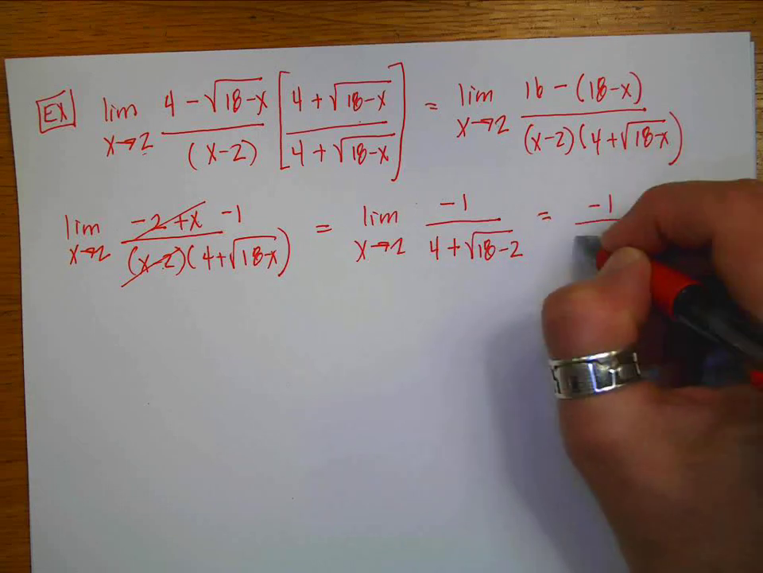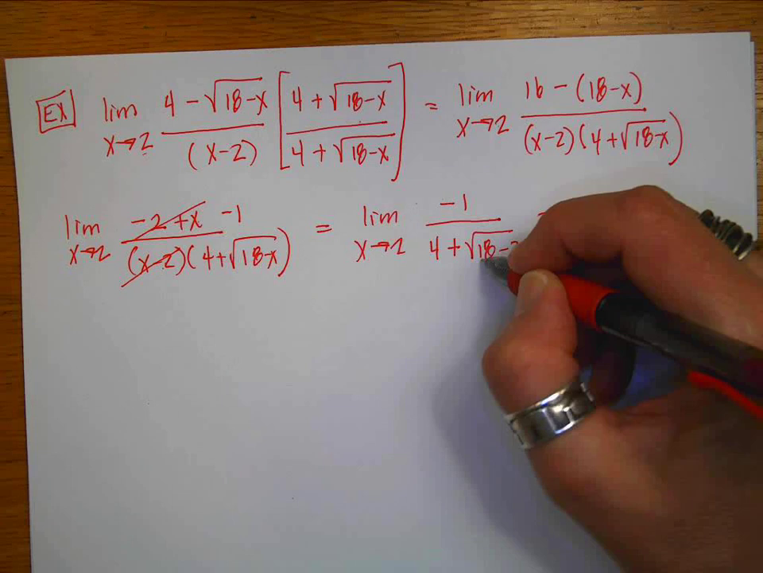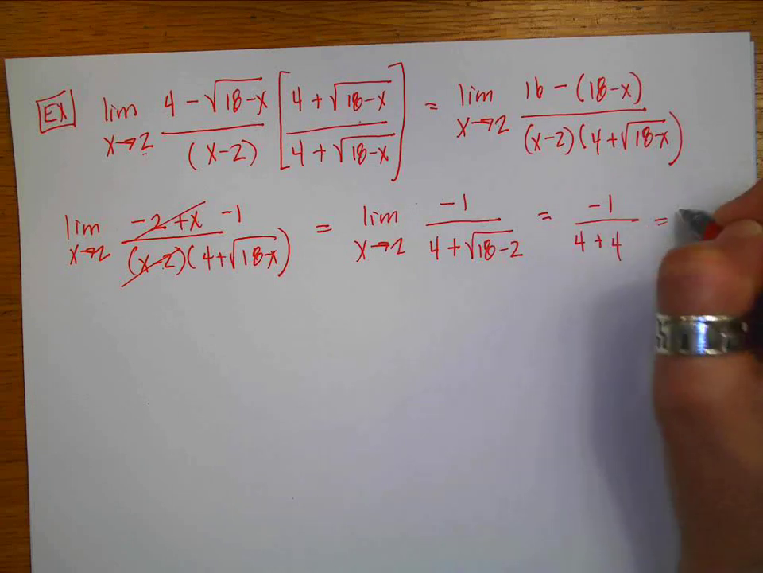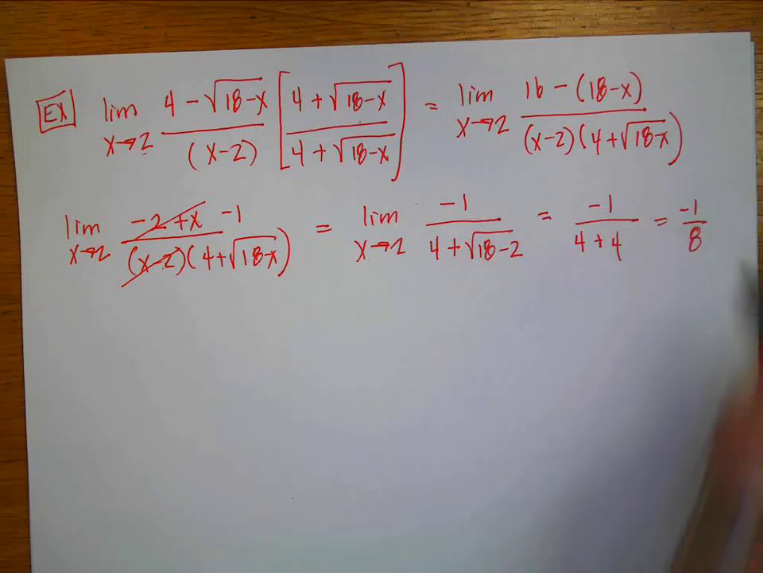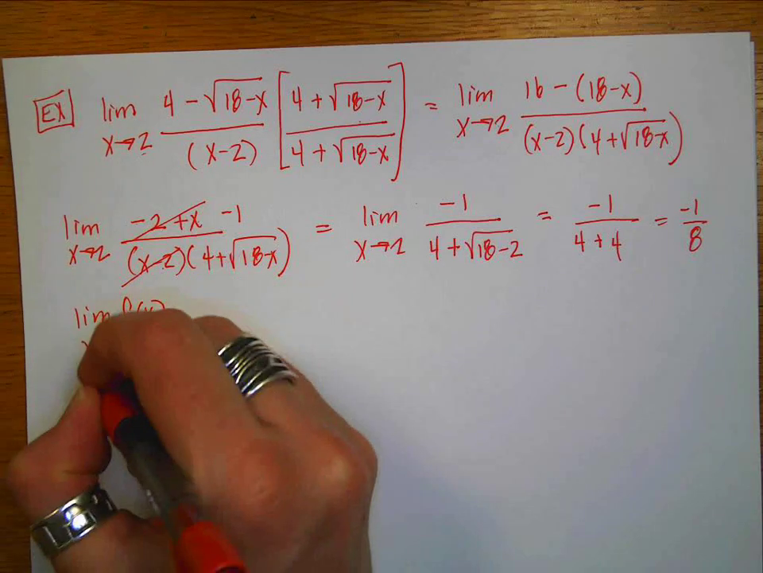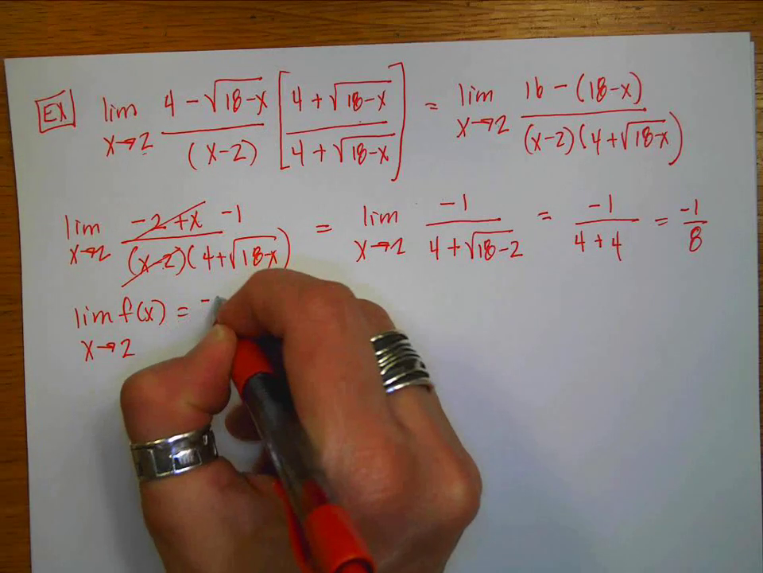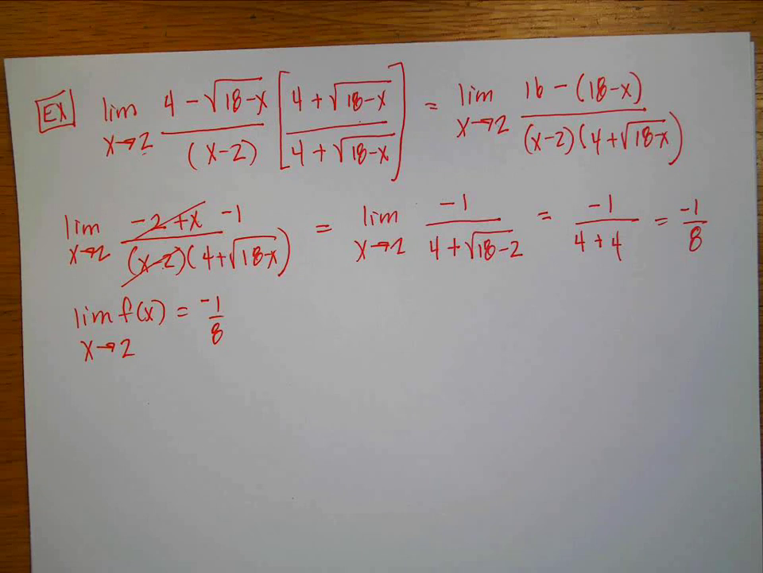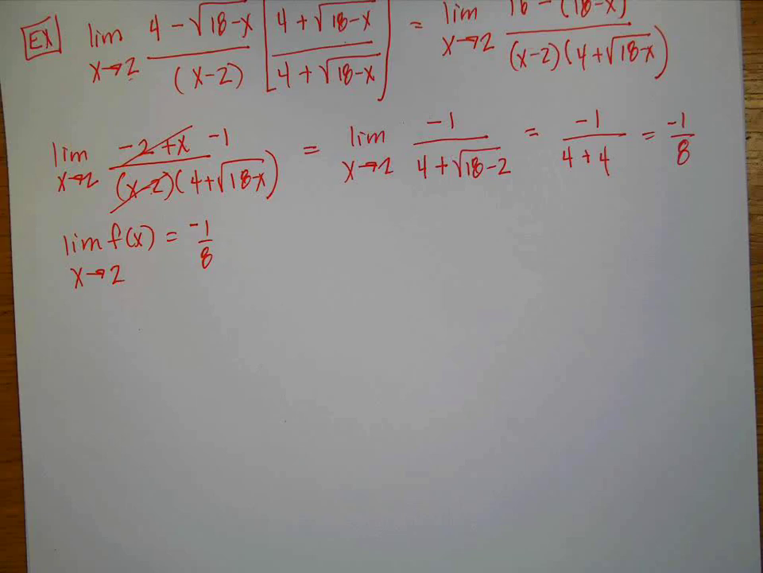So this is a negative 1 over 4 plus, the square root of 16 is 4, so this is a negative 1 over 8. I'm just checking my math. I think I got it right. Write my conclusion statement. The limit of f of x as x approaches 2 is a negative 1/8. So that wasn't so bad. It just looked weird. All right.